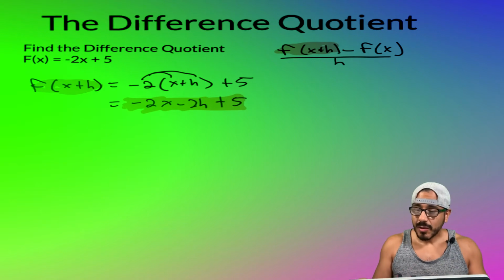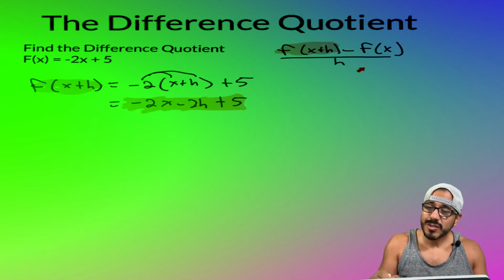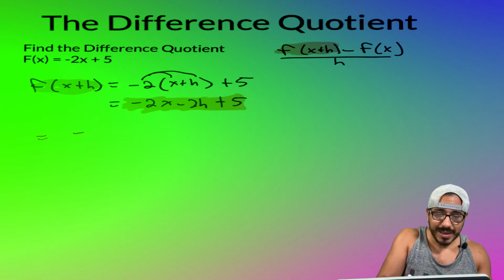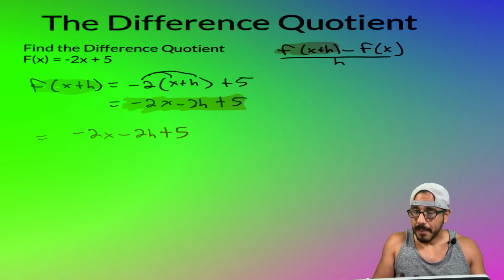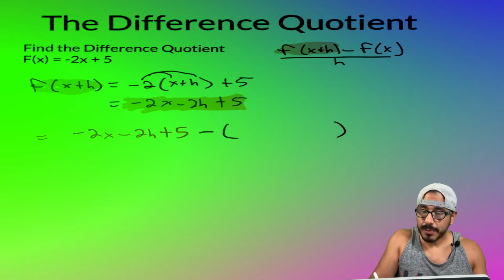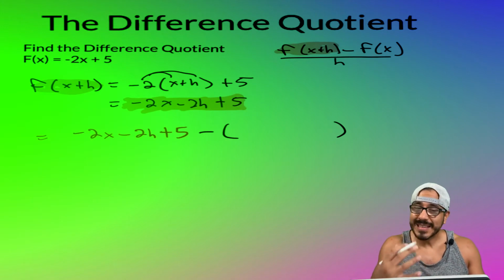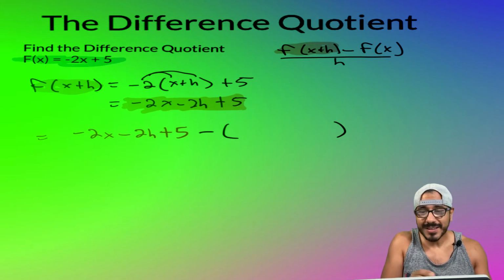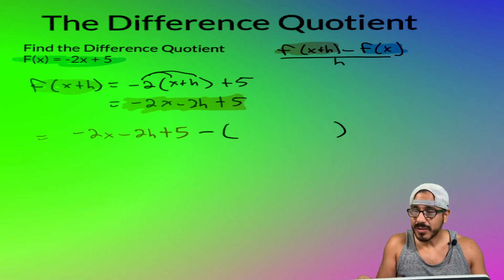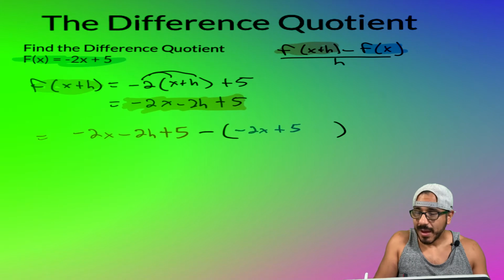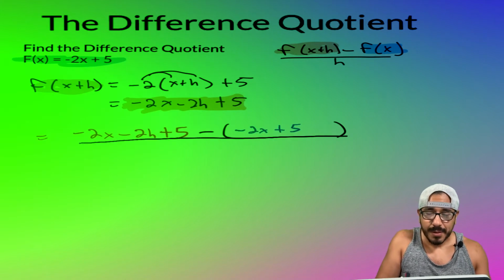Now let's use our difference quotient. F of x plus h, we now know what that is, so let's plug this in. We get negative 2x minus 2h plus h minus, and remember I said I'm going to put parentheses, f of x. Well, what is f of x? Remember, that's what's given to us, right here. So let's plug that in: negative 2x plus 5. And we're going to divide all that by h.